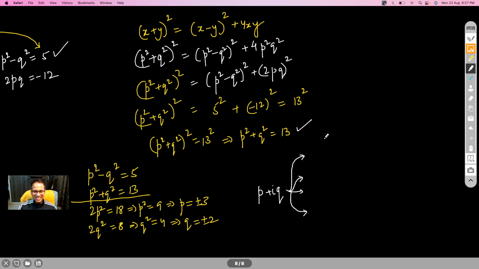4 combinations, right? If you take plus plus of both, you get one combination. If you take minus and plus, another combination. You take plus and minus, another combination. You take minus minus, you get another combination. So basically what you realize is that in this approach, this is giving you 4 answers.